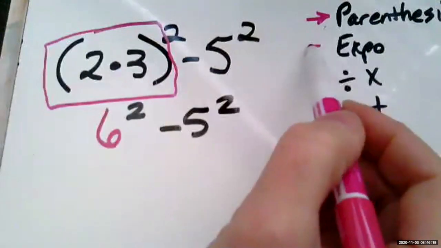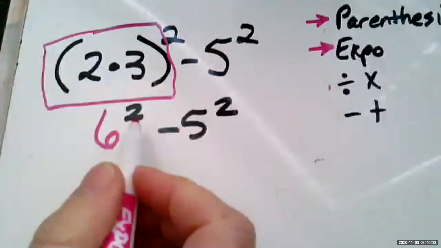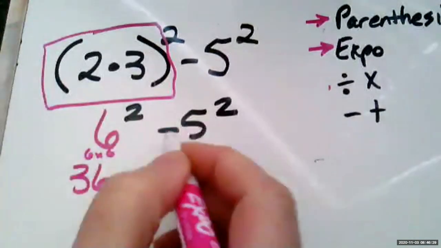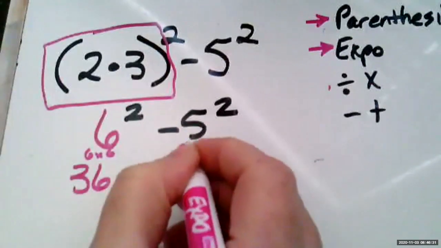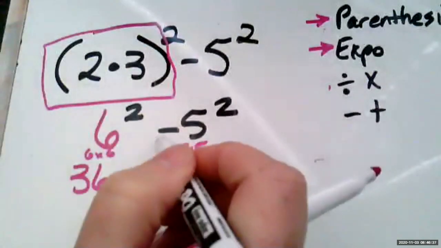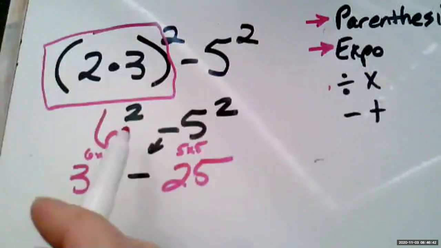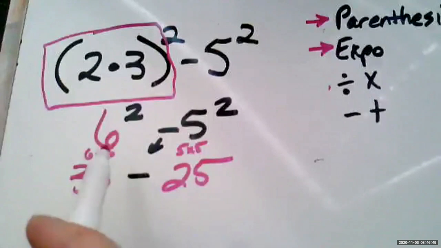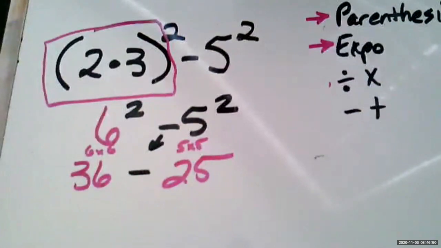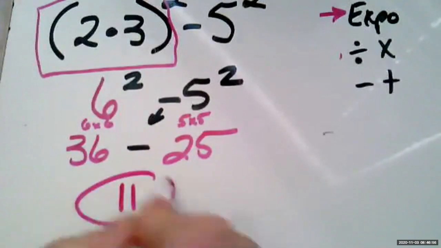Okay. Exponents is next. So we have to figure out what these numbers are with the exponents. 6 to the second power is 36, because it means 6 times 6, minus 5 to the second power, which is 5 times 5, is 25. And you still have to subtract both of those. Notice I was able to solve both of these exponents in the same step, just because they're not touching each other, but there is a minus sign in between. So of course, 36 minus 25 will give you 11.